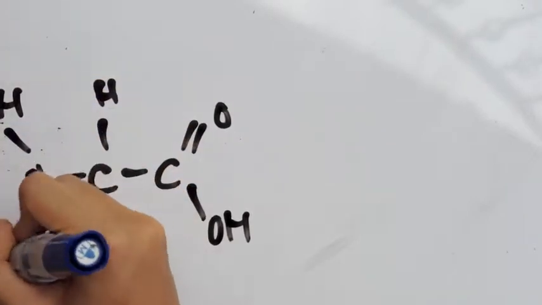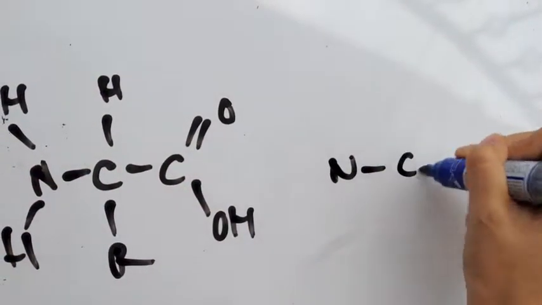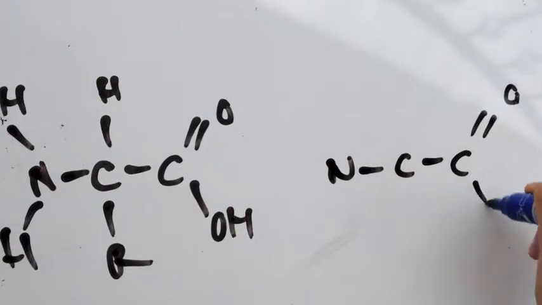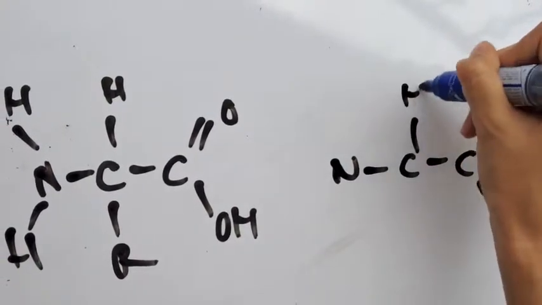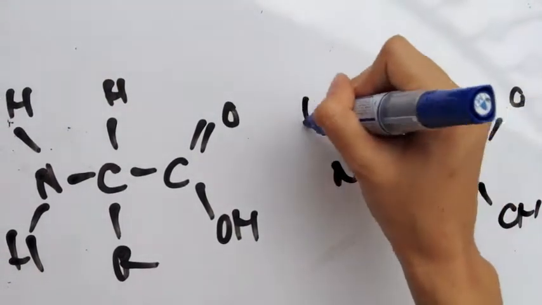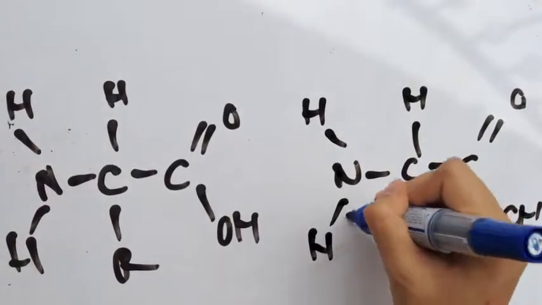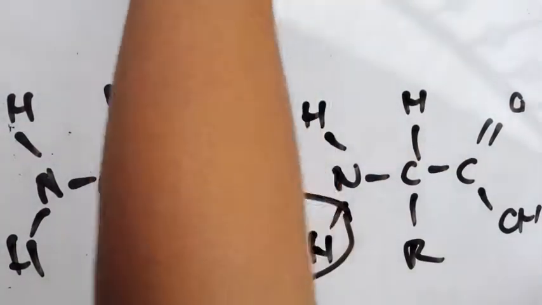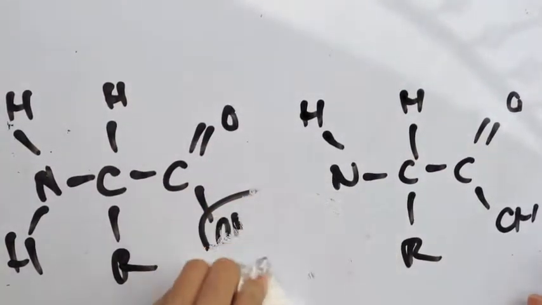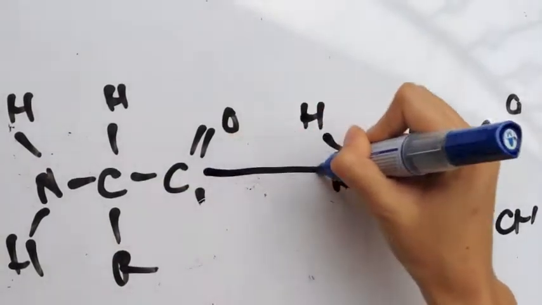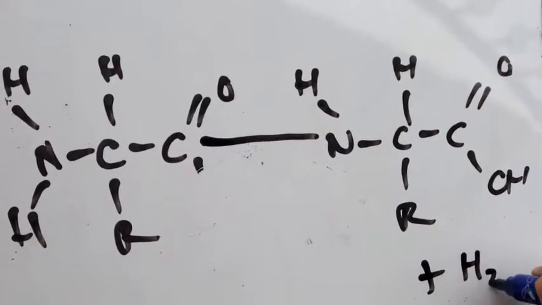This is a condensation reaction. A condensation reaction happens when two amino acids join to form a dipeptide. As well as this, water is removed. A peptide bond is formed between the amino group of one amino acid and the carboxylic group of another amino acid.